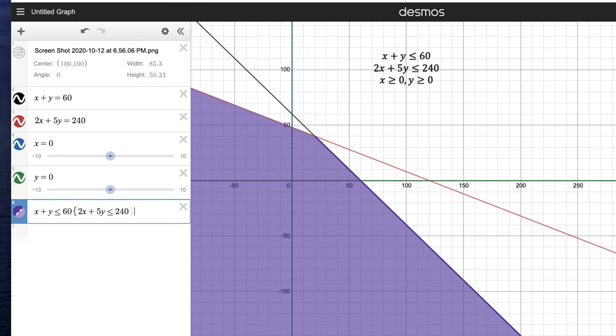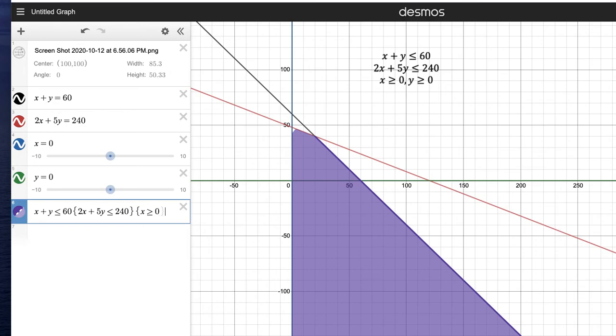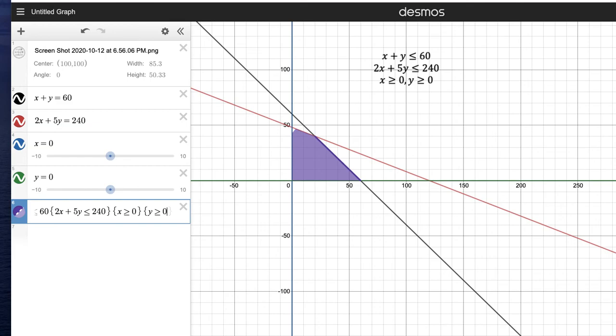Now, what I'm going to do just to really bring this home, though, is type in the other inequalities. x is greater than or equal to 0. And in braces, y is greater than or equal to 0. And there we have it.